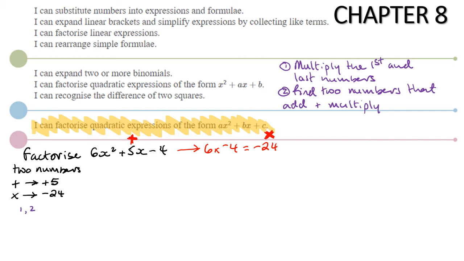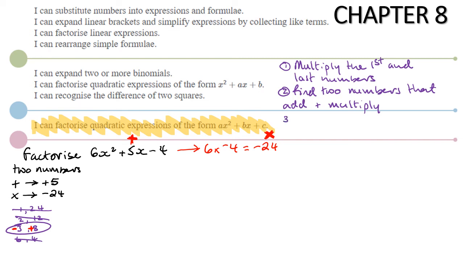So let's start by writing down the numbers that make 24: 1 and 24, 2 and 12, 3 and 8, 6 and 4. Can I use any of those numbers to make 5? Well, not the first one, nor the second one, or the last one, but I can use those two if I put the correct sign. So if I have a +8 and a -3, that will make -24, and it will add to make +5. Okay, so we've done step number 2, we found the two numbers.